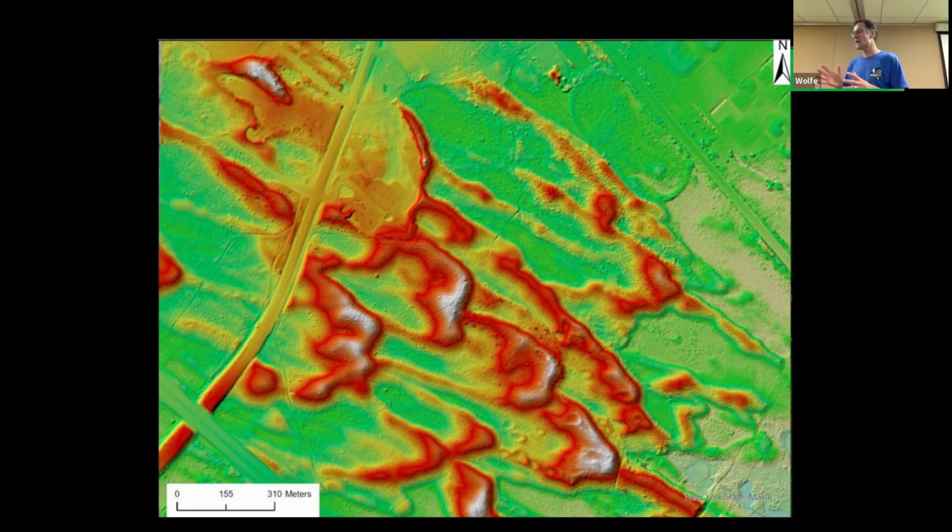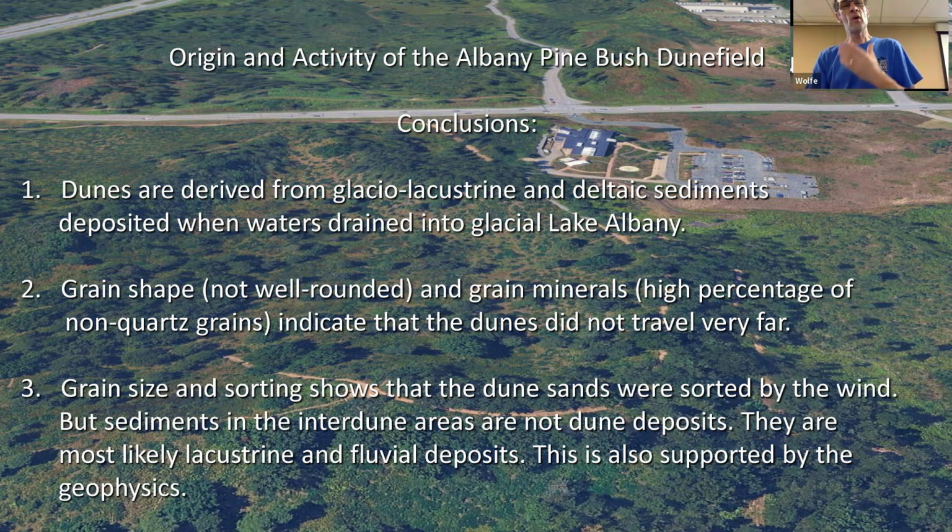One of my colleagues recognized the fact that you can find stone tools from First Nations on dunes. If they were buried by the sand, then that would have meant that the sand had been reactivated. But you're going to find them on the surface. And that's indeed what has happened for the most part. So the dunes are derived from those glacial lake sediments and delta sediments that were deposited when those waters drained from glacial Lake Albany.